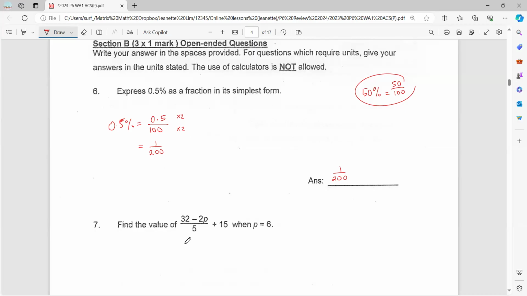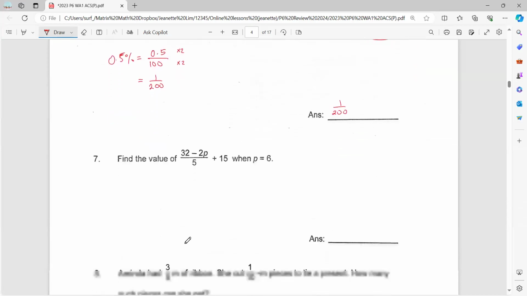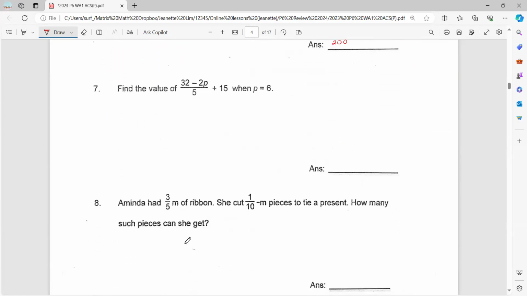Next, question 7. Find the value of 32 minus 2p over 5 plus 15 when p is 6. Okay, so when p is 6, this 2p becomes 2 times 6. Okay, it's not 26. It's 2 times 6. Okay, let's do the multiplication at the top first. So this is 32 minus 12 over 5. 32 minus 12 is 20.